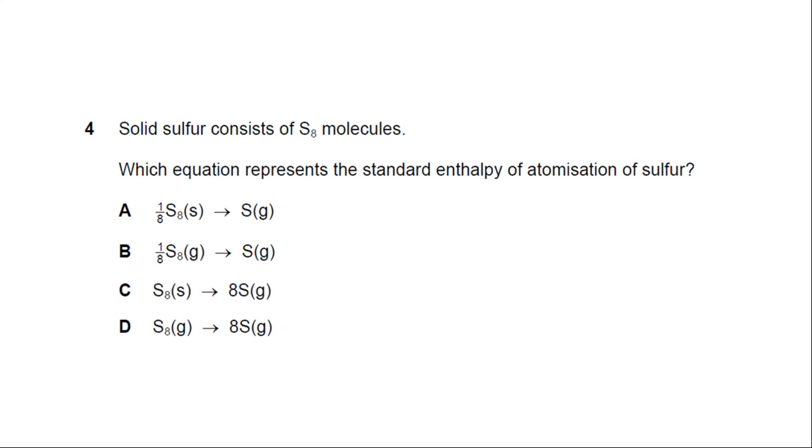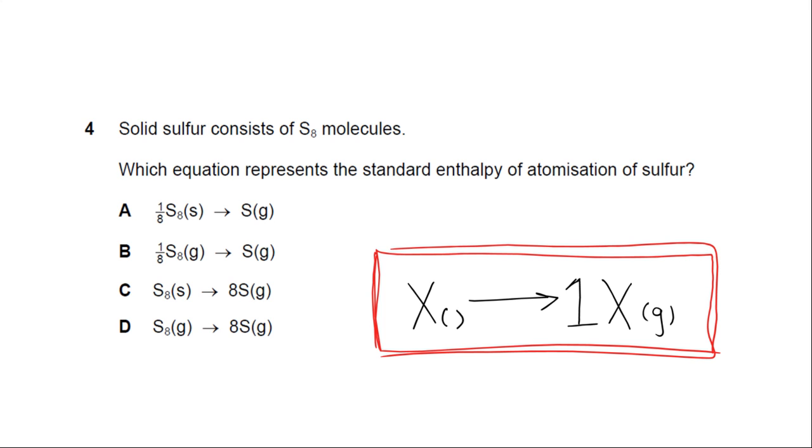Question number 4. So this question is basically about the standard enthalpy of atomization of sulfur. Well, I can ignore sulfur for now. What I need you to understand is this general form. Now, in this general form, here are a few things that you should note. And if you make sure that all of these are fulfilled each time that you write your equation for the standard enthalpy of atomization, you would never go wrong.